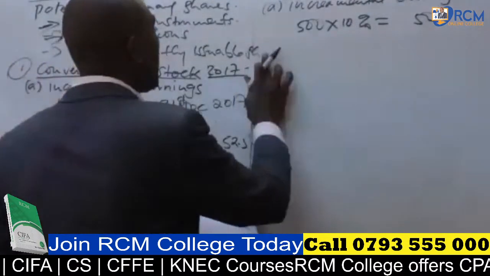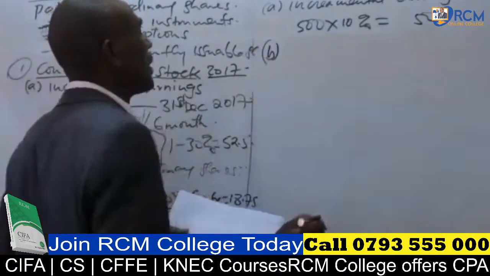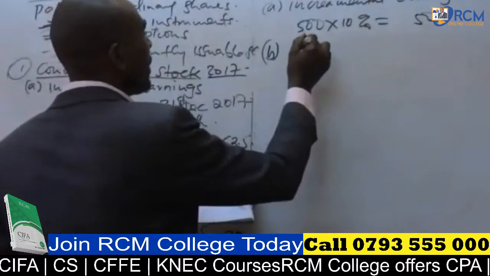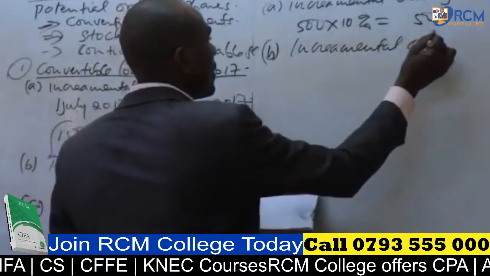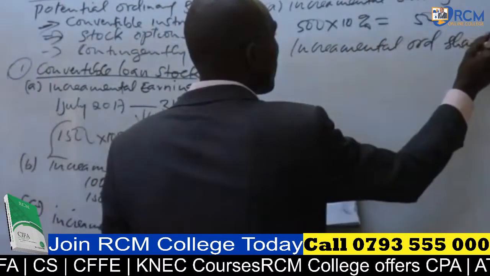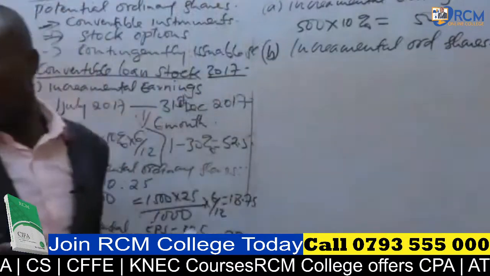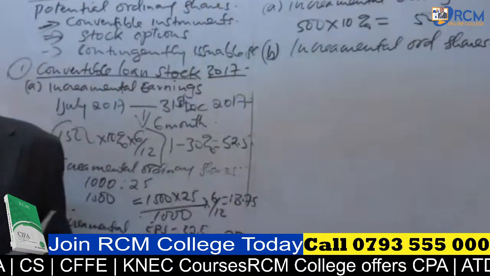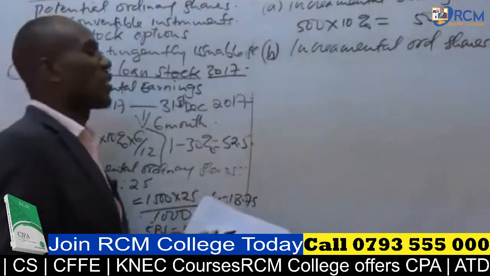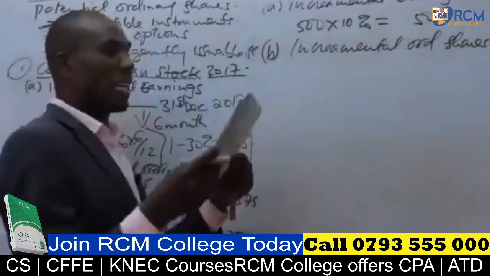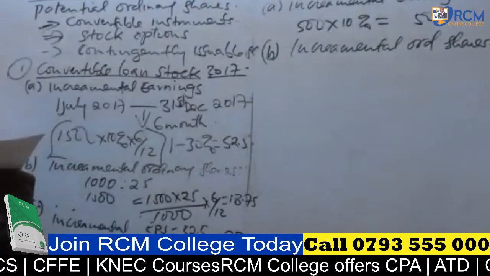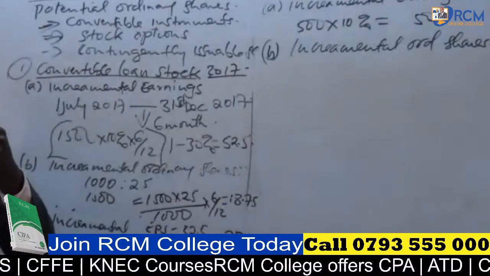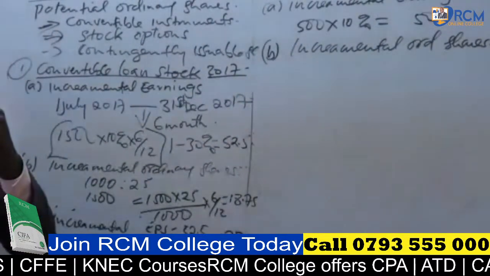Therefore, we go to number B. Number B, we have incremental ordinary share. Who can give me the ordinary share that we are getting? Kindly someone to give me ordinary shares there.